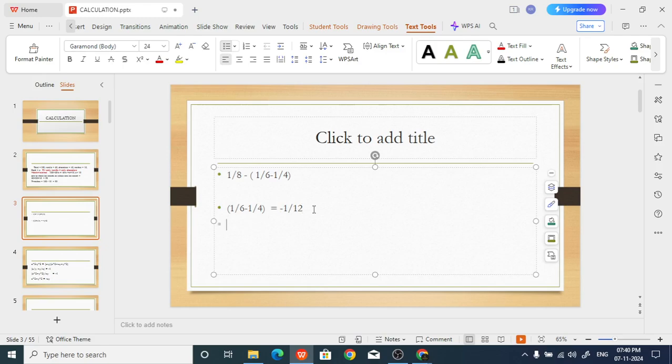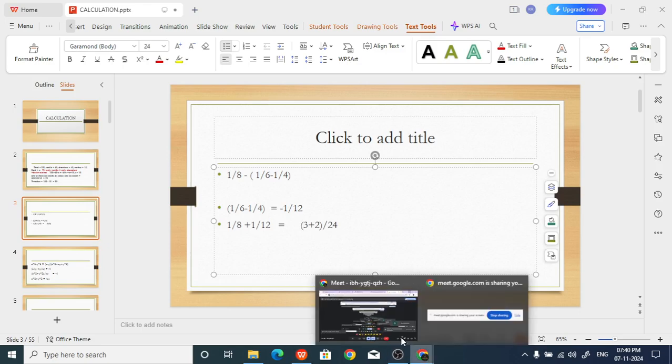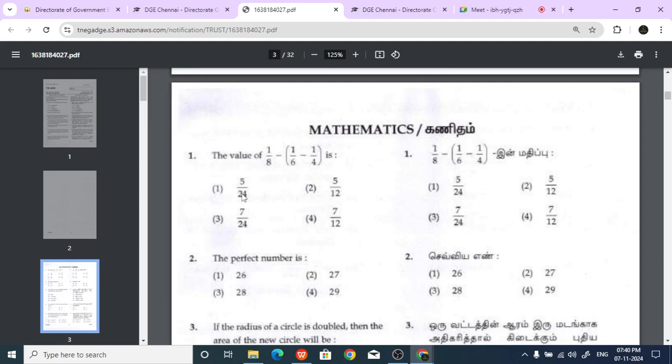So 1 by 8, minus of negative 1 by 12, will be plus 1 by 12. Here the LCM is 24, which means 3 plus 2 on the numerator and the denominator is 24. So 5 by 24 is the answer. Let's see whether the answer is there. Yes, 5 by 24 is there, so that is the answer. Okay, go to question number 2. The perfect number is. What is the definition of a perfect number?